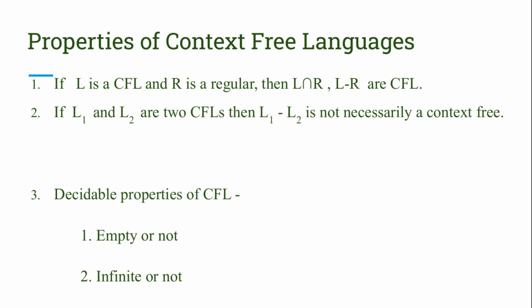Properties of context-free languages. The family of context-free languages is closed under union, concatenation, and star closure. Also, it is not closed under intersection and complementation. If L is a context-free language and R is a regular language, then L intersection R and L minus R are context-free languages. If L1 and L2 are two context-free languages, then L1 minus L2 is not necessarily a context-free one.